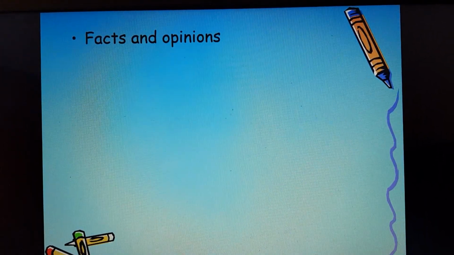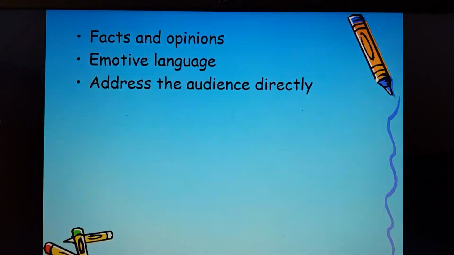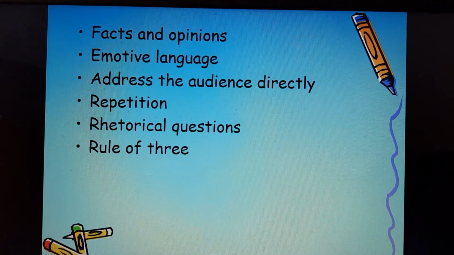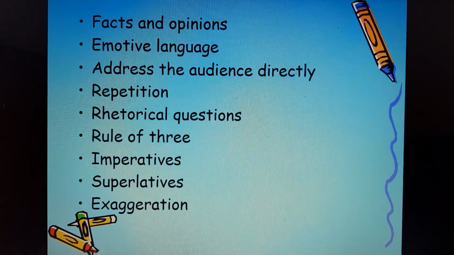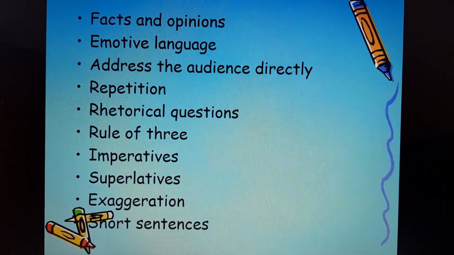Okay, so our answers then. Facts and opinions, emotive language, addressing the audience directly, repetition, rhetorical questions, rule of three, imperatives, superlatives, exaggeration, and short sentences. So that's what they all stand for.